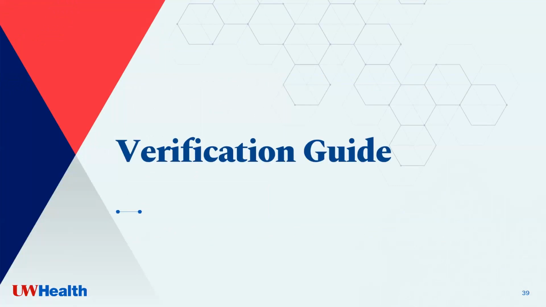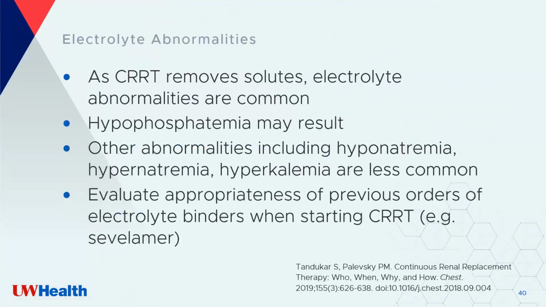To finish out my presentation, I will briefly review the additional supplemental orders that you may see when starting a patient on CRT. Because CRT is removing both fluids and solutes, it can also cause electrolyte abnormalities. Hypophosphatemia, or low phosphate, is the most common result. So you will see scheduled potassium phosphate or scheduled phosphate to help prevent this from occurring.